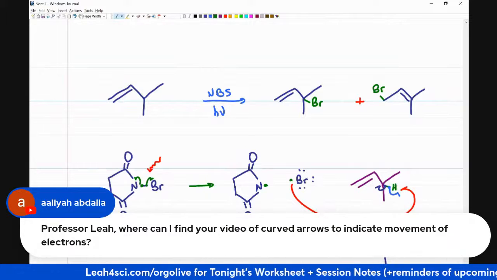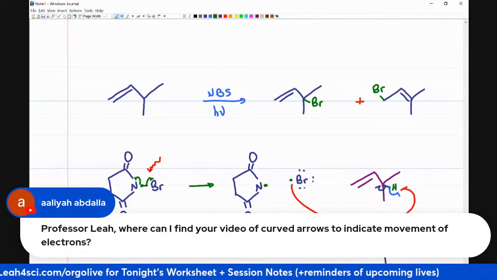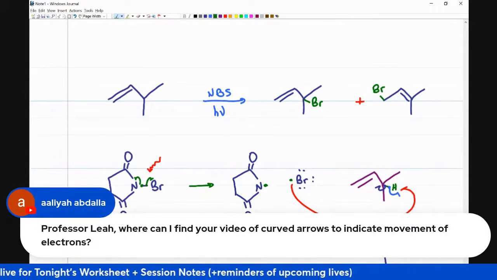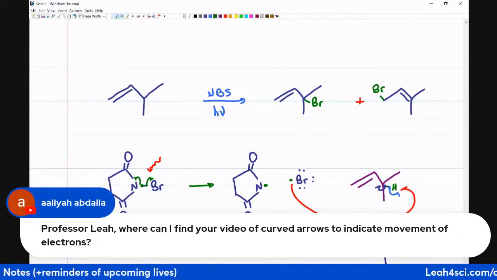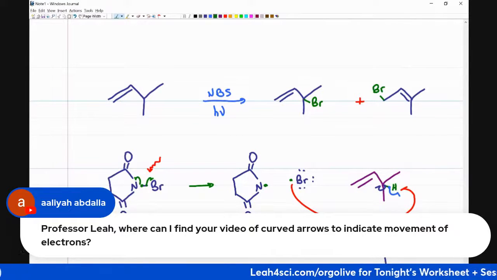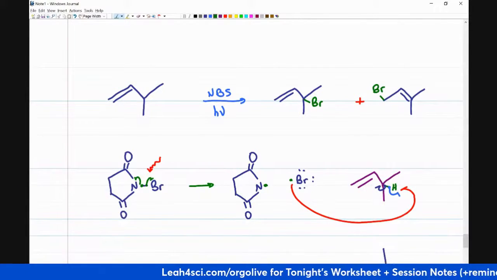Question: where can I find your videos of curved arrows to indicate movement of electrons? I actually have a couple of them linked under this video. So I have the radical resonance and a couple more that you can find. And if there's another video you're looking for, they're also on my YouTube channel.